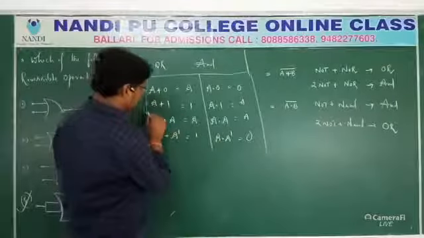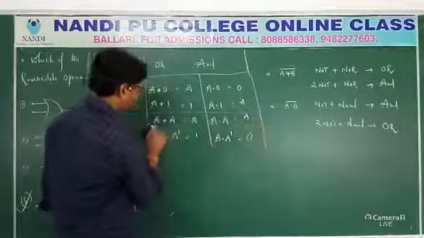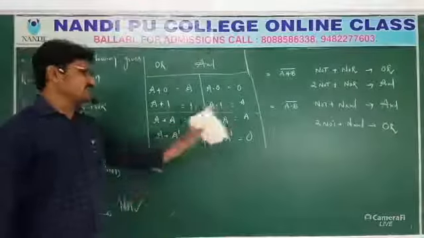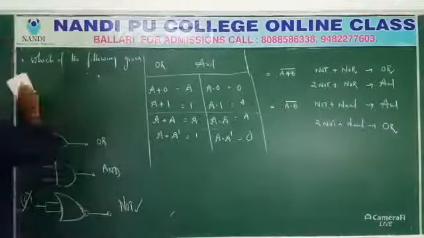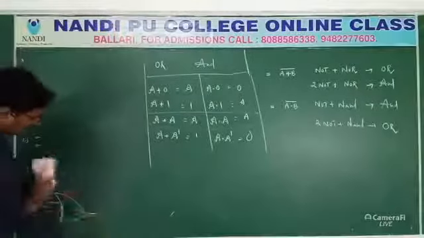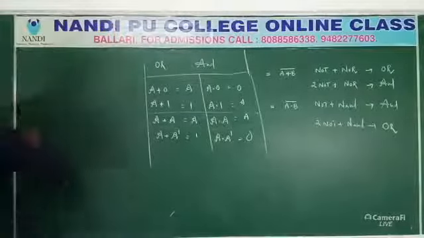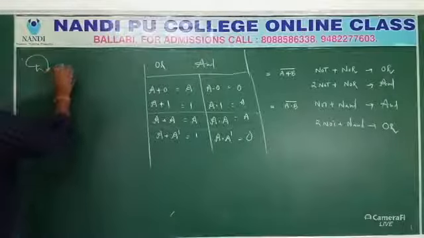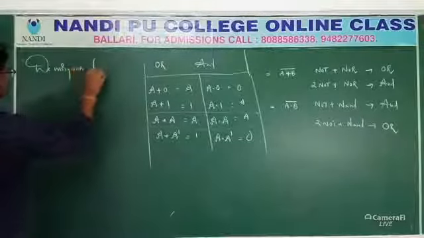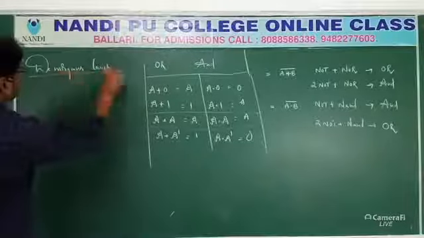What is the common thing here? This is common in both the gates: A plus A is equal to A dot A is equal to A. One more important operation we must use to simplify some circuits is the De Morgan rules, which are called De Morgan laws.